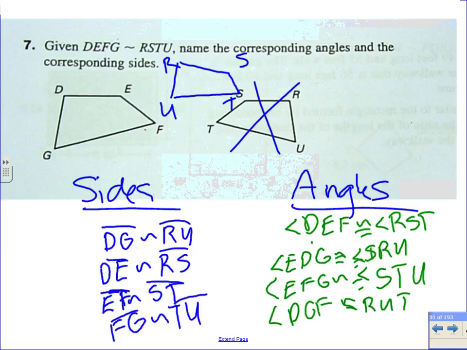Okay, make sure for your sides, these ones have to have the similar symbol because they're proportional. They're not going to be exactly the same because the figures are similar. And you should have your line above it because they are segments. If you have the letters flipped around a little bit, that's okay.